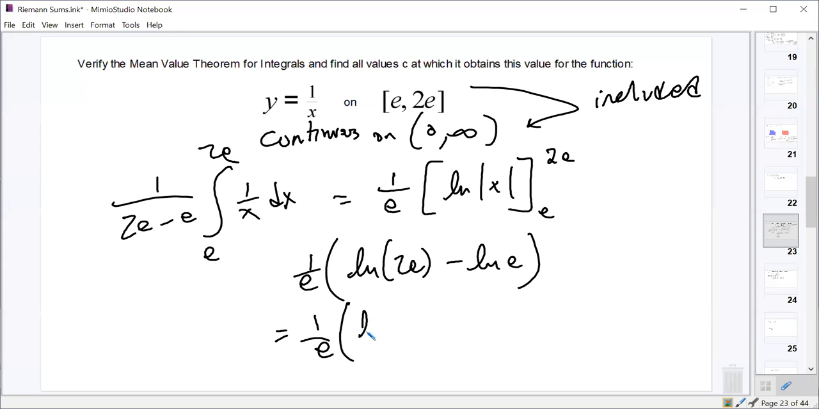So this becomes natural log of 2 plus natural log of e. The rules for logarithms say if you have multiplication within the argument of the logarithm, you can separate it into two separate logarithms using addition. So natural log of 2 plus natural log of e, minus your natural log of e. And natural log of e is 1. Minus 1 cancels out. So you end up with natural log of 2 over e as your final answer, the average value of 1 over x on that interval. Everybody good with that or no?